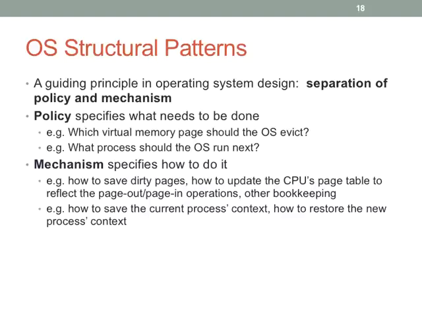When I have a process that should be run next, the policy picks which process should run next. Now I need to save the current process's context, do the context switch, and restore the next process's context. That's mechanism. How do I actually implement that changeover?